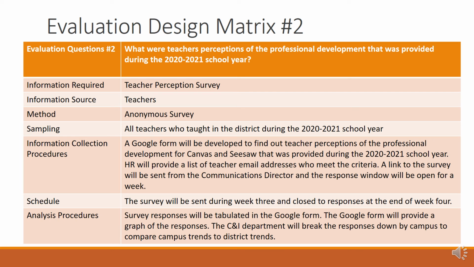So the survey will be sent during week 3, and responses closed at the end of week 4. They will be tabulated in the Google form. It'll provide a graph of the responses, and the C&I department will break down the responses by campus so that campuses can see their own data.